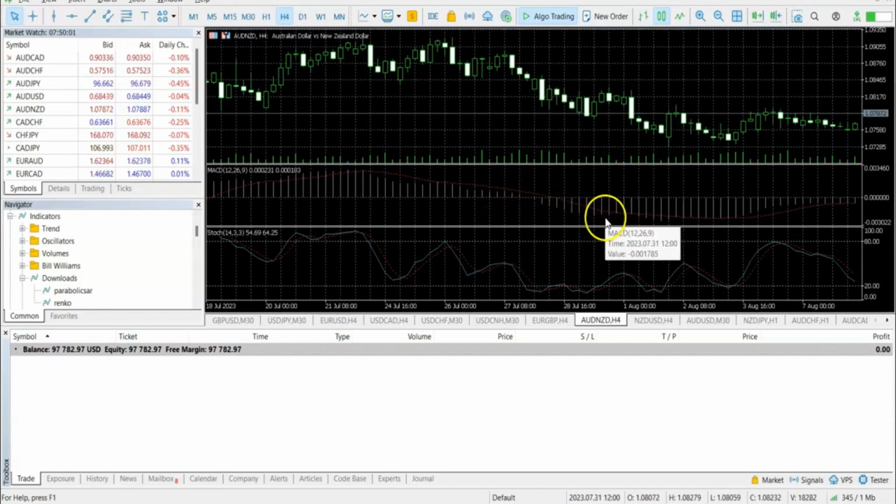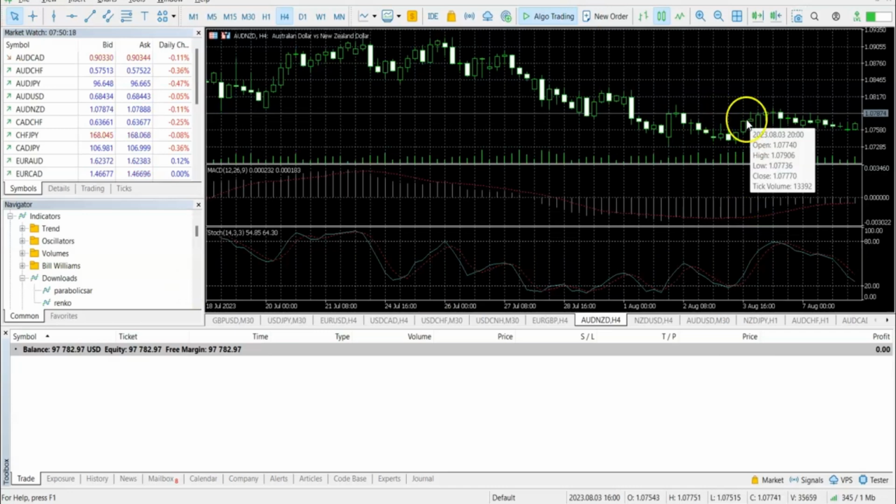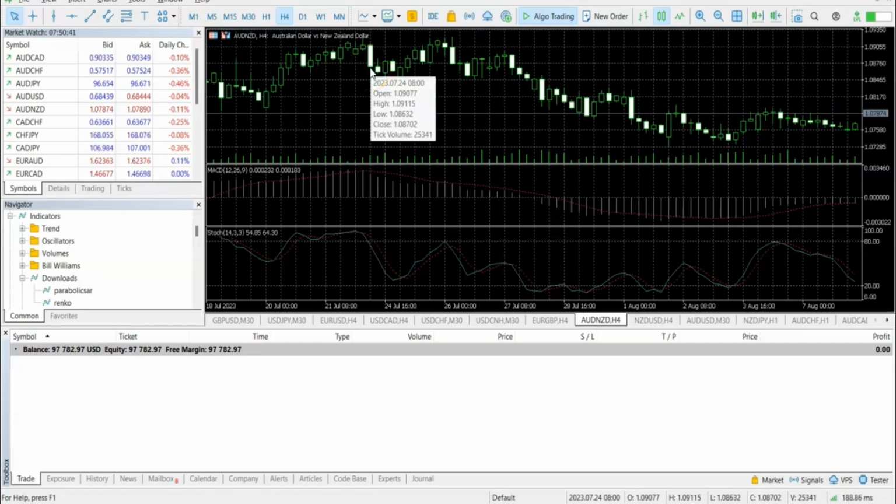So this continued for some time. Somewhere, no, not even here. Somewhere around here, around this point. So this is where we would have exited, at a price of around 1.0777, and we would have entered somewhere here, at 1.087. So a cool 100 pip profit.